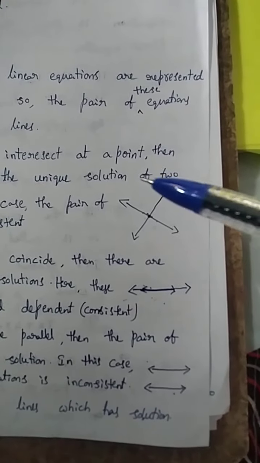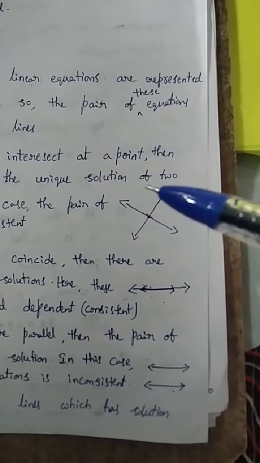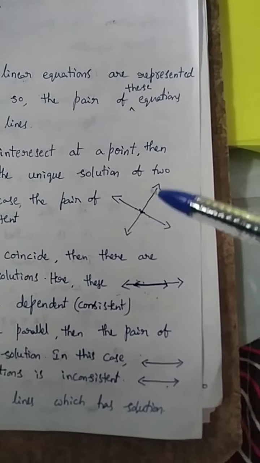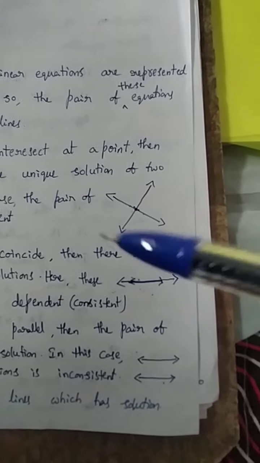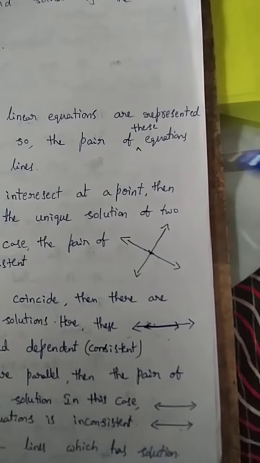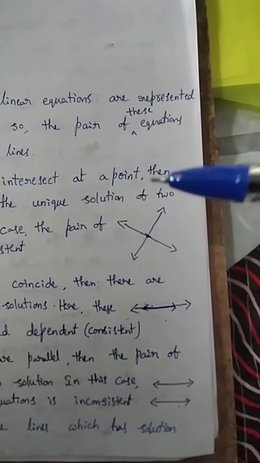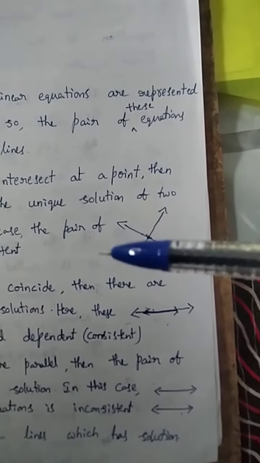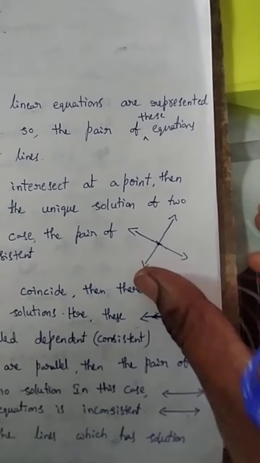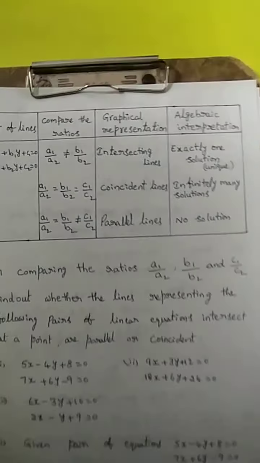Without using the graph, we can say whether the given pair of equations is intersecting, parallel, or coincident. How is it possible? We'll see that now. Without using a graphical representation, we can say that the given pair of equations is either intersecting, parallel, or coincident, based on one condition.